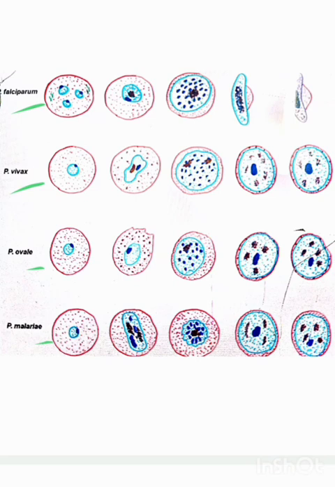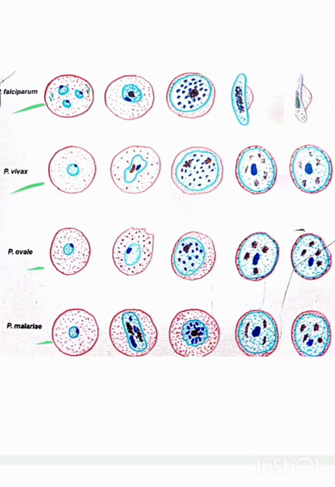But these agents have different incubation periods and different time intervals of fever. Like for Plasmodium vivax, Plasmodium falciparum and Plasmodium ovale, the time interval of fever is 48 hours. But for Plasmodium malariae, the time interval of fever is 72 hours.